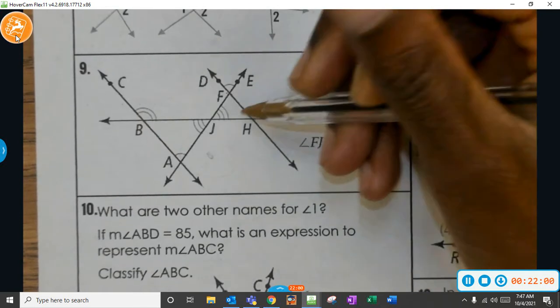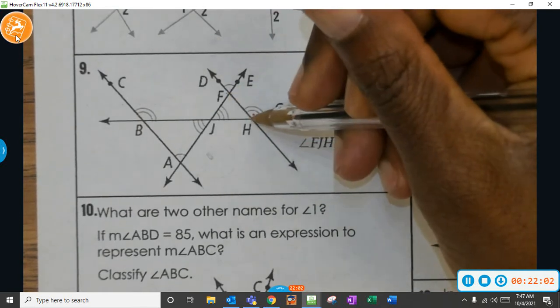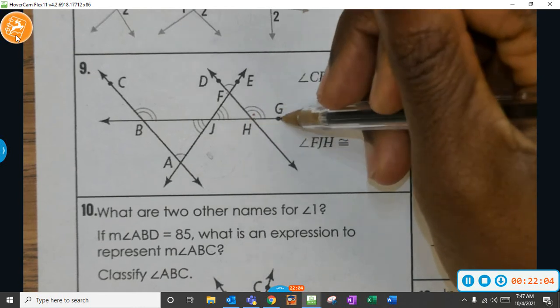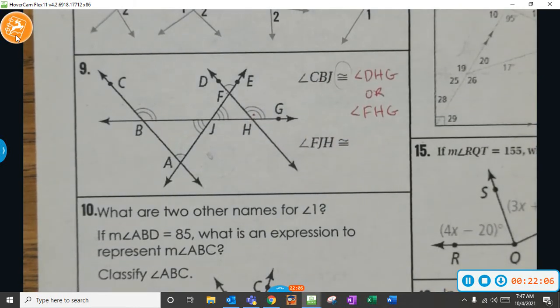As long as the first point is on one side of the angle, the middle point is the vertex, and the last point is on the other side of the angle. That's how you name it. Okay, so pause it and try FJH, seeing if you can name the congruent angle to that.